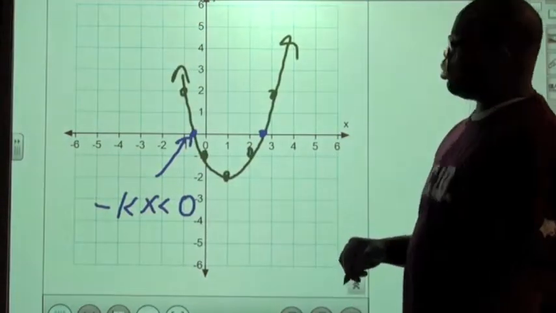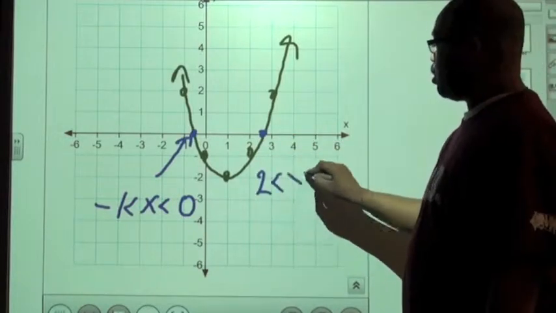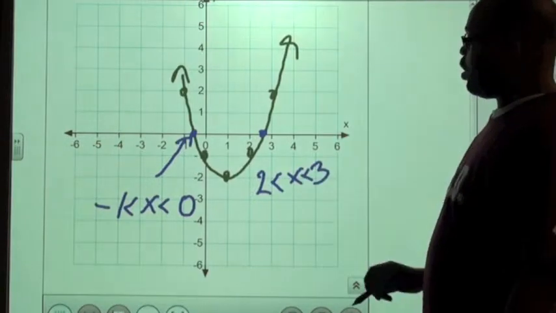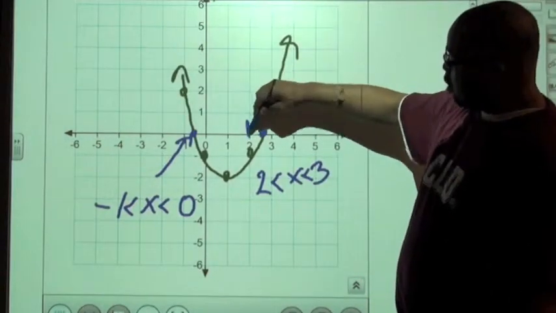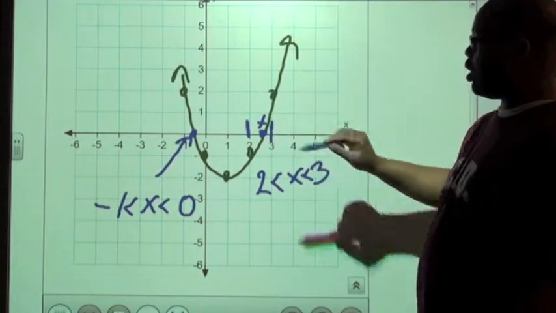Let's look at the next solution. 2 is less than x, but x is less than 3. Let's recap that. 2 right here is less than x, but x is less than 3.